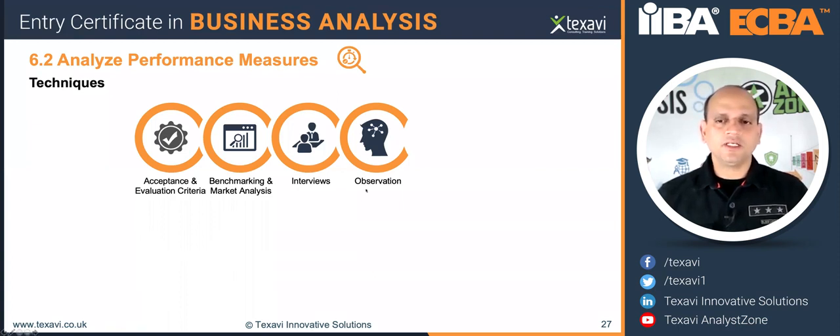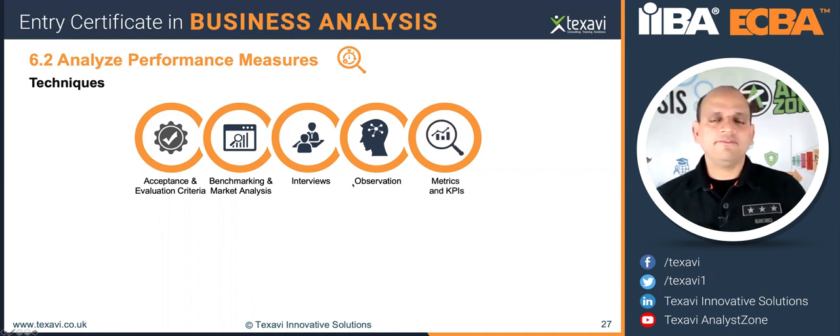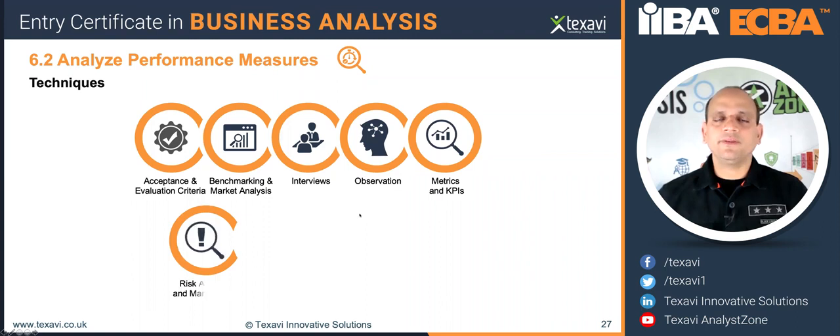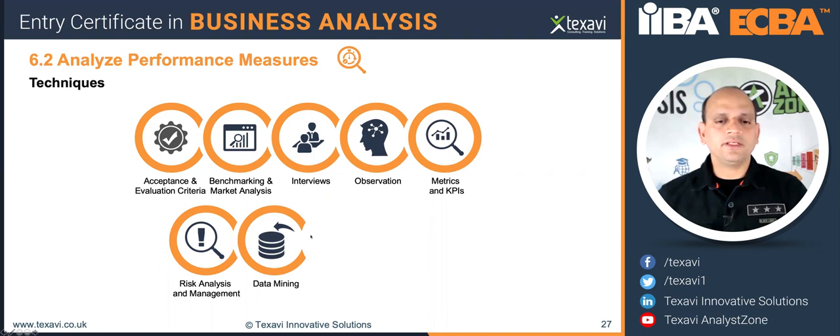We can also use metrics and KPIs, again very important, because that's what we are going to use as a set of analysis factors and parameters for us to determine whether we're on the right track. Risk analysis and management, again, gives you a good set of risk indicators and the mitigation strategies for addressing the risks.